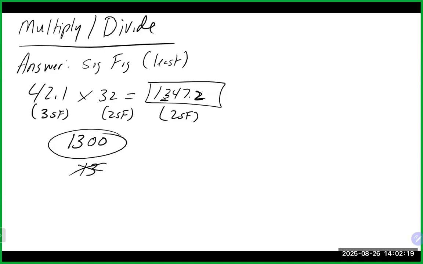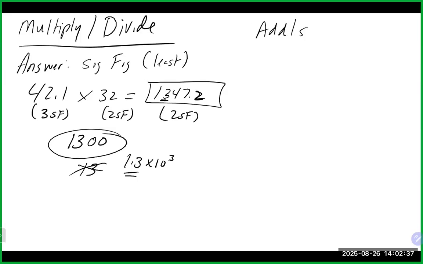We also could do scientific notation on this one, 1.3 times 10 to the 3, which has 2 sig figs as well. So that goes with multiplying or dividing. That's what you look at: the least number of sig figs. That's what your answer should have.